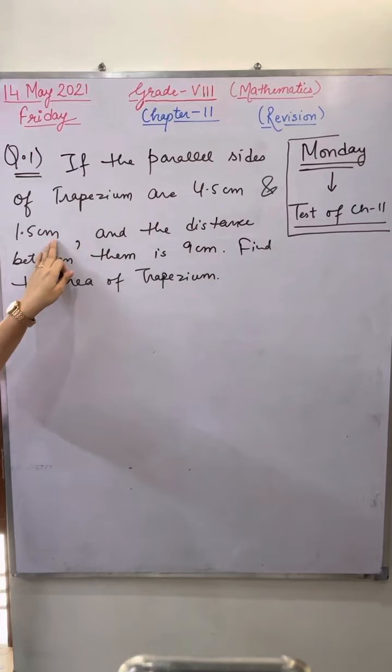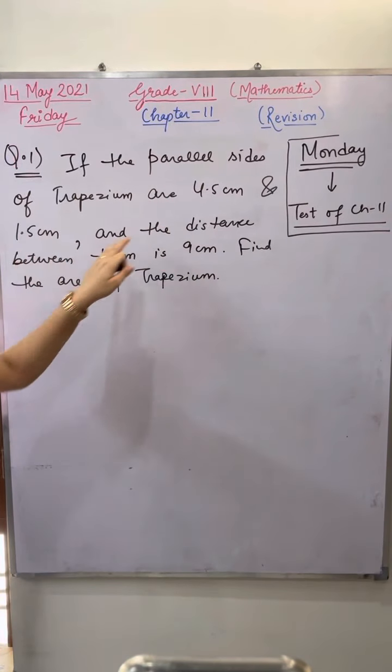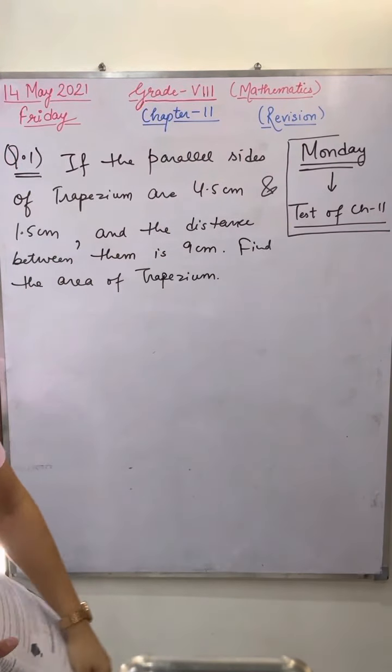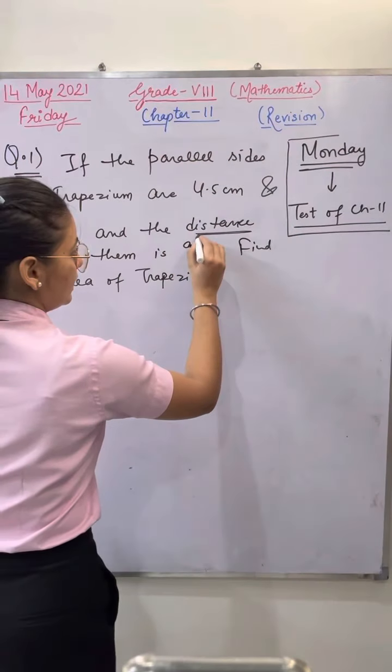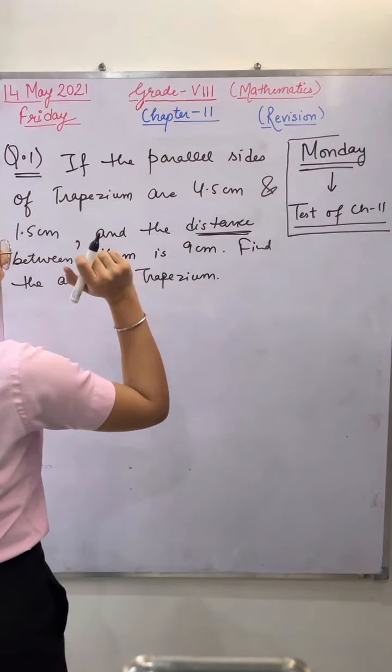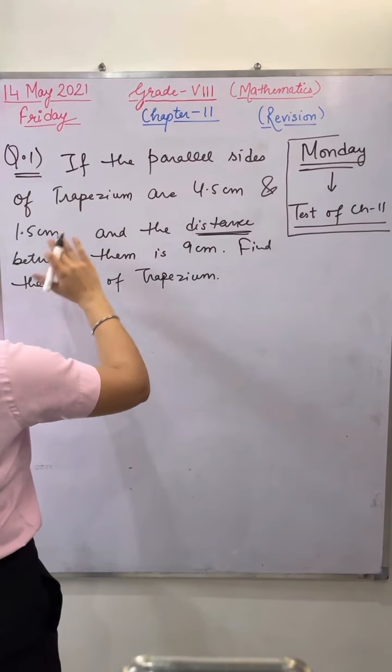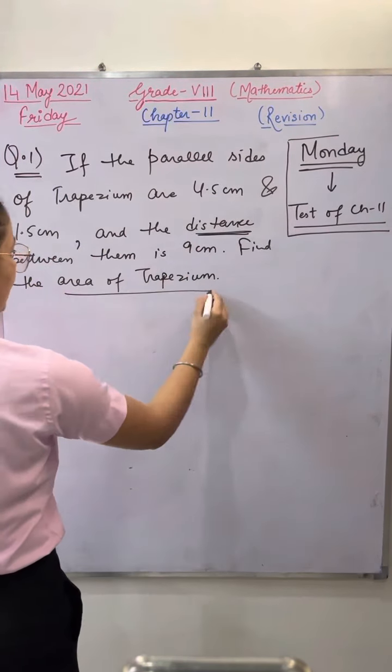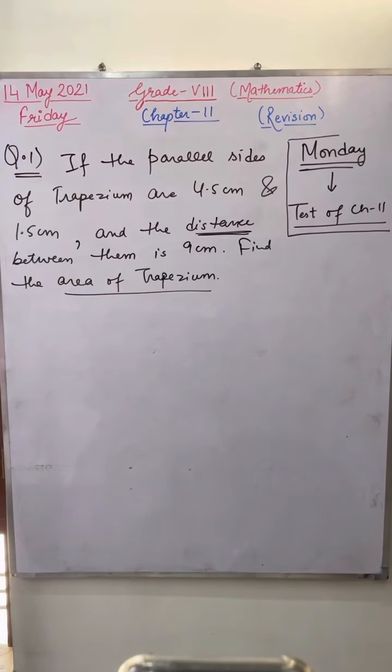Two parallel sides are given to you. What is the distance between the parallel sides? Quickly tell me this. The distance between two parallel sides is very good, it is the height. So parallel sides B1, B2 are given, height is given, find out the area. Quickly.